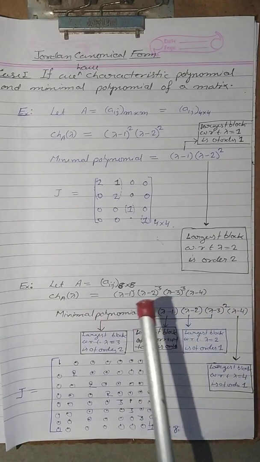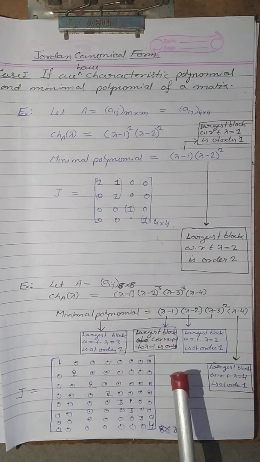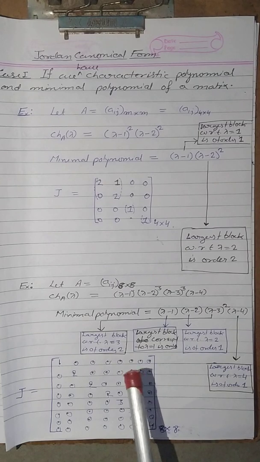Okay. This is the first case for finding the Jordan canonical form, and we will learn the second case in our next lecture.